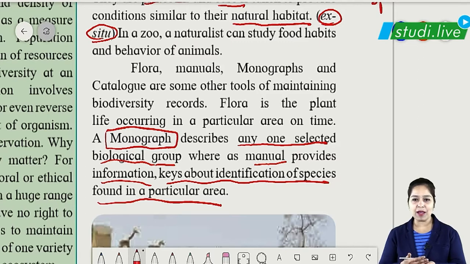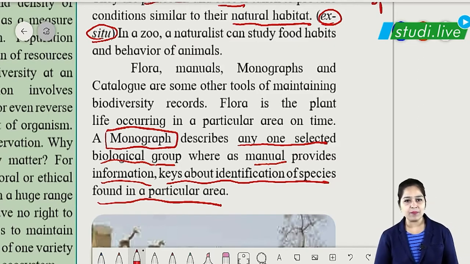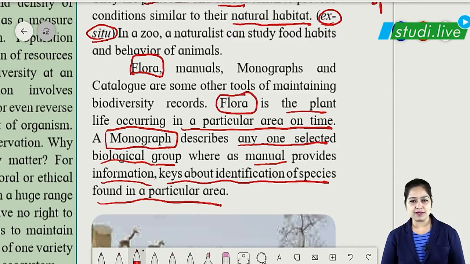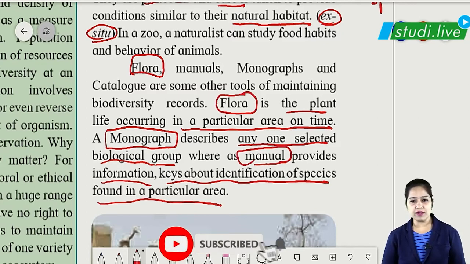When we take a manual, we get information about different kinds of species which are living in that particular area. Then there is flora. Flora is nothing but the plant life occurring in a particular area or time. So here we have to understand three concepts: flora, monograph, and the third one, the manual. These are the differences between these three topics.